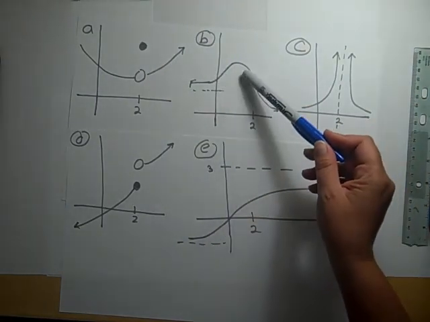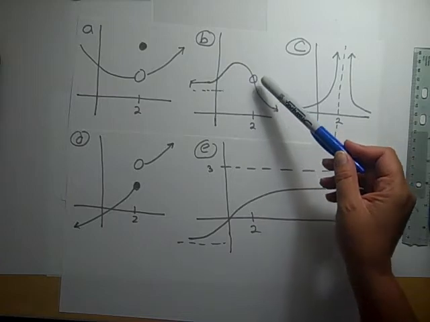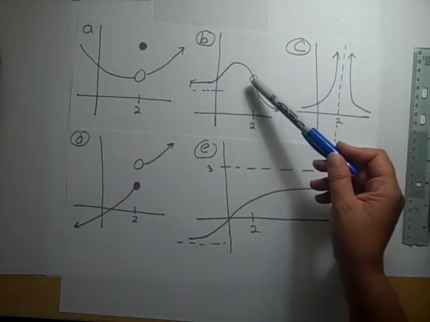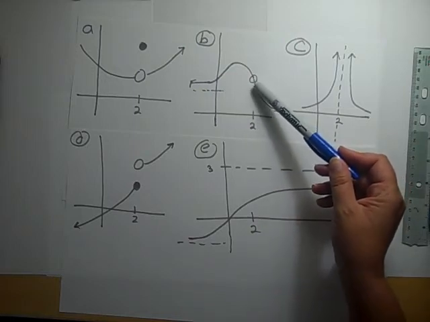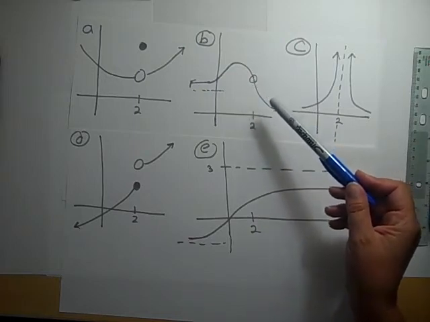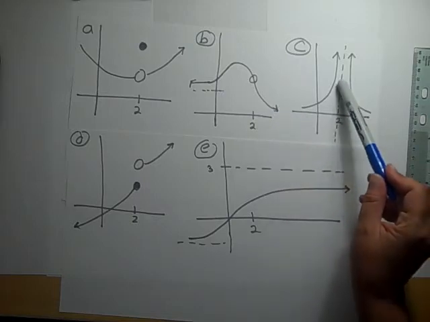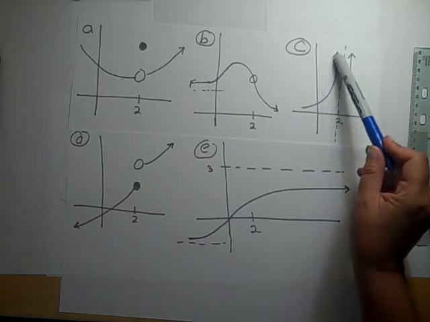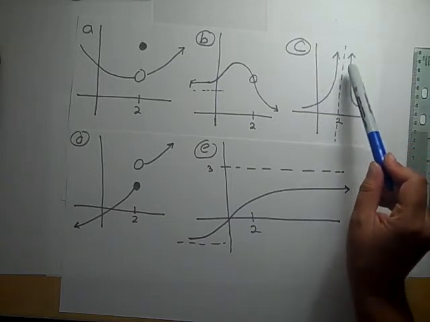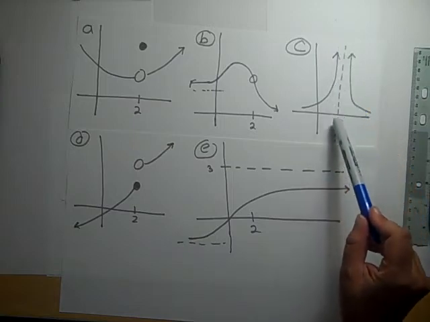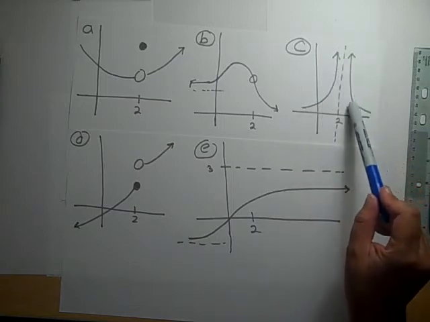For B, we have an open circle on your worksheet. An open circle means that the function is not defined there. So just by definition, letter B does not have a function value for f of 2. It's undefined. Letter C, we've got a vertical asymptote here. There is no function value for f of 2. Remember, f of 2 means x equals 2. Is there a value for y?